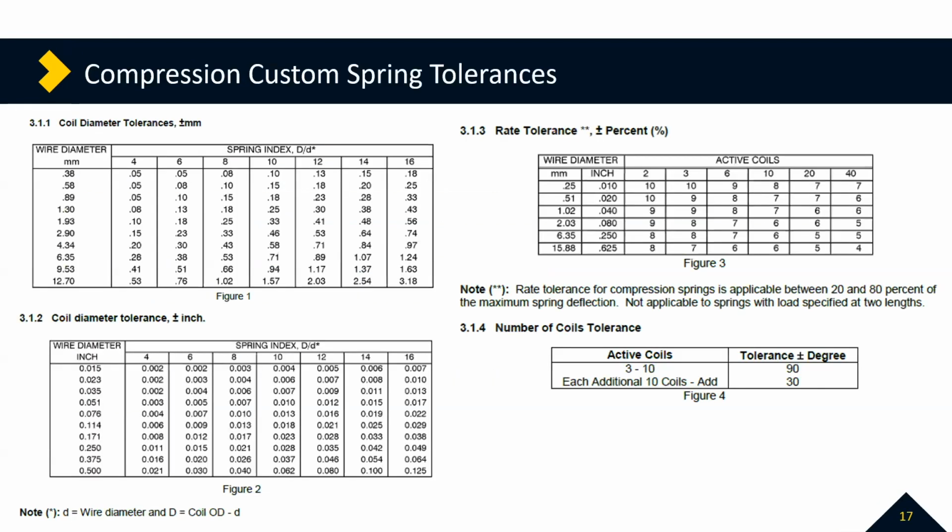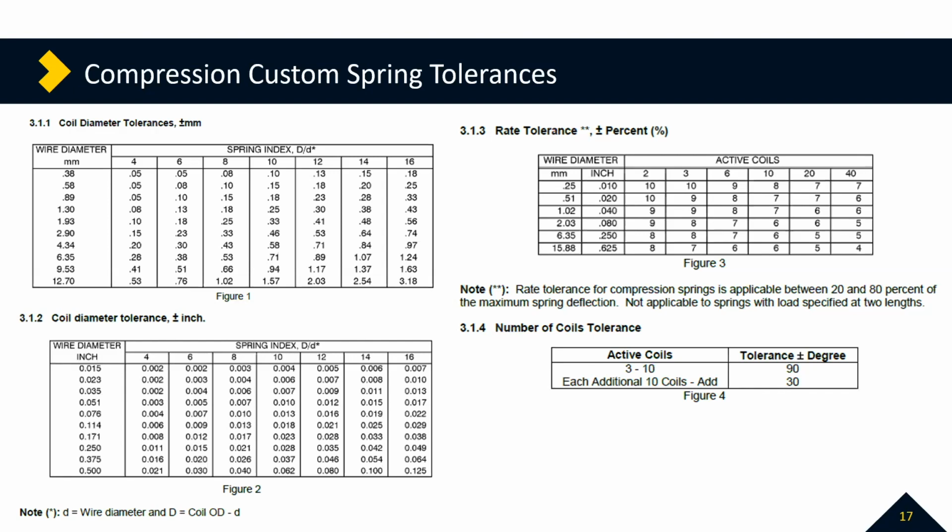Compression spring tolerances, moving from the top left there. Typical coil diameter tolerances. And this is your diameter, could be an ID or an OD. Just simply looking at wire diameter compared to your spring index. Moving over in a very nice table format and figuring your overall tolerance.